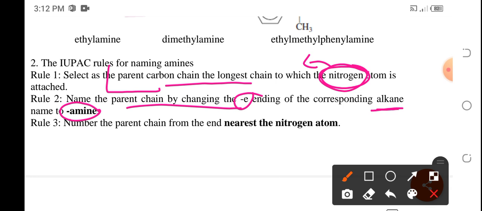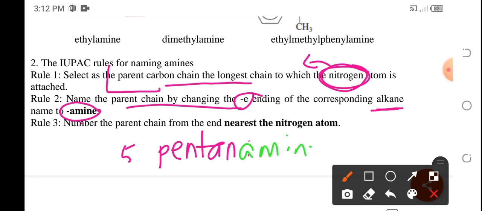So if the longest chain, say for example, has 5 carbon atoms, so that is pentane, because these 5 carbon atoms are attached in a single bond. However, with the presence of the amino group makes it an amine, so we are dropping the E and then adding the suffix amine. Okay, so therefore the parent chain would be pentanamine. So, dropping the E and then adding the suffix amine.